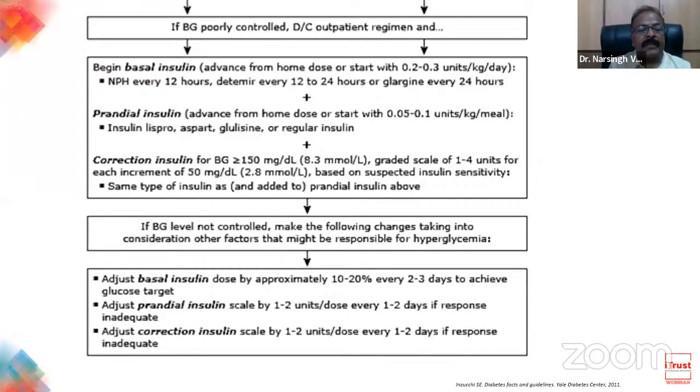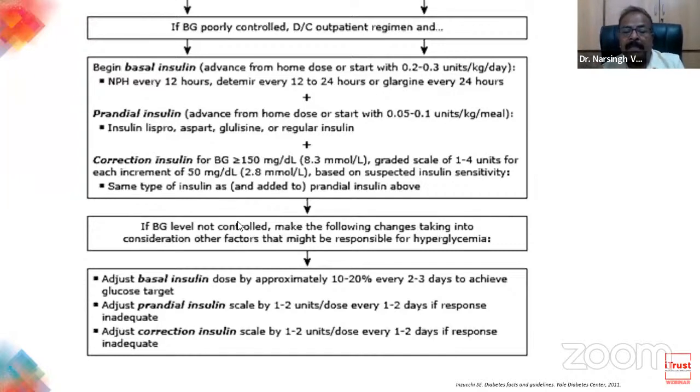The correction insulin for blood glucose more than 150. After starting basal bolus therapy, if even in between you find that the blood glucose level is crossing 150, then the correction insulin doses have to be given. And here, 8.3 millimole per liter or more than 150 milligram per deciliter is the better threshold. And here the graded scale of 1 to 4 units for each increment of 50 milligram per deciliter. So here at 150, we can give 2 units or 4 units.